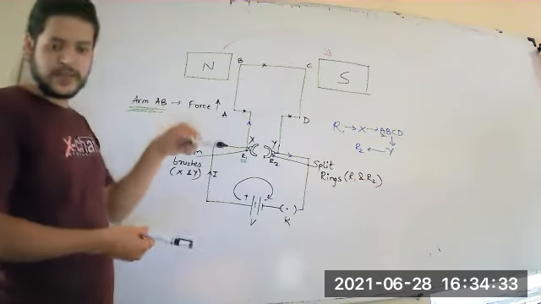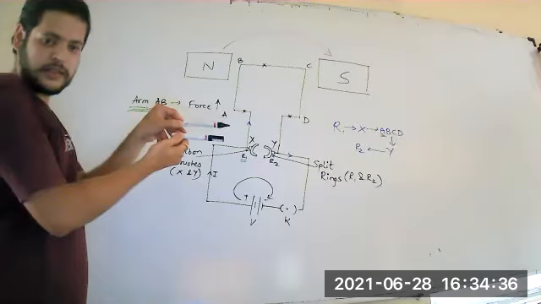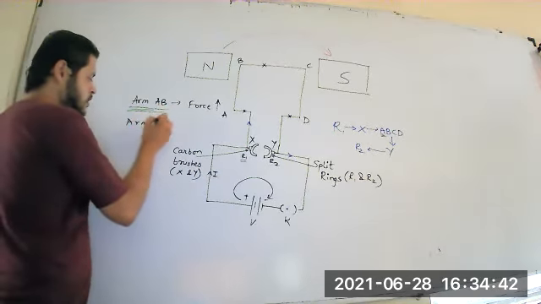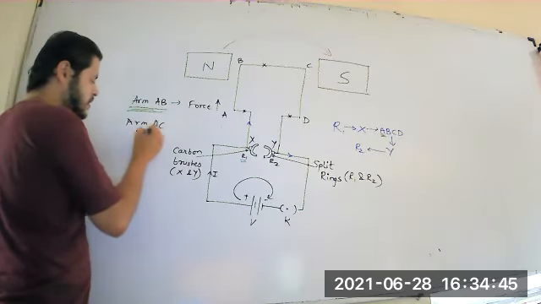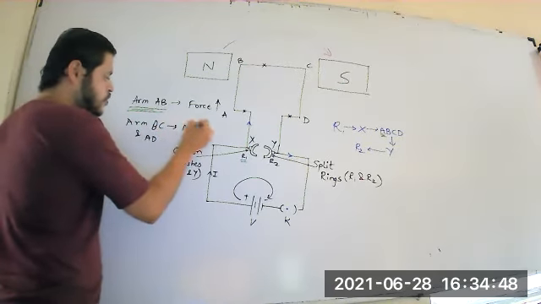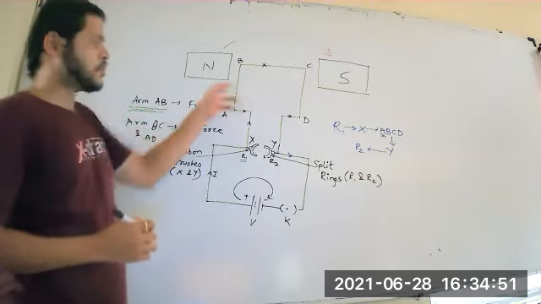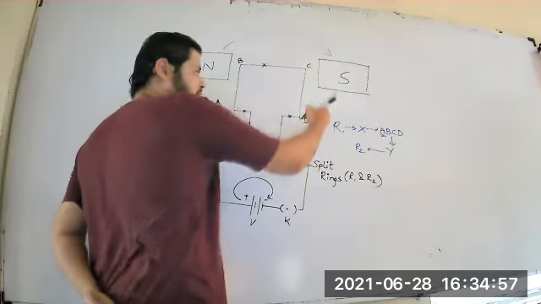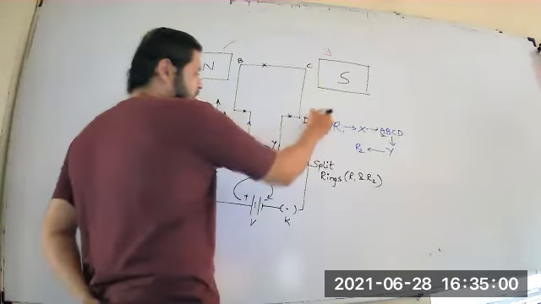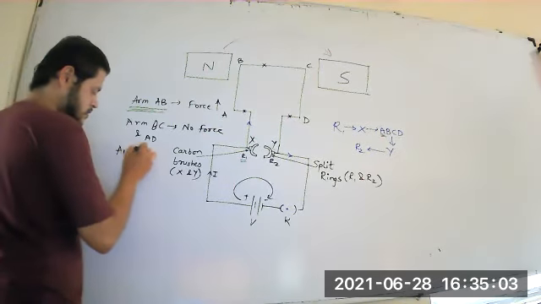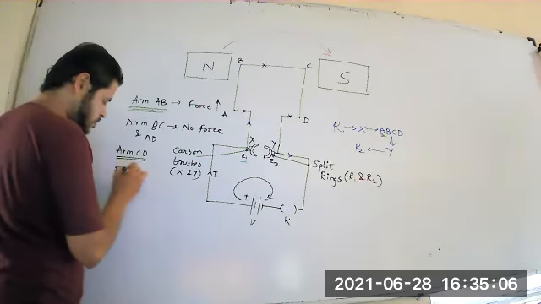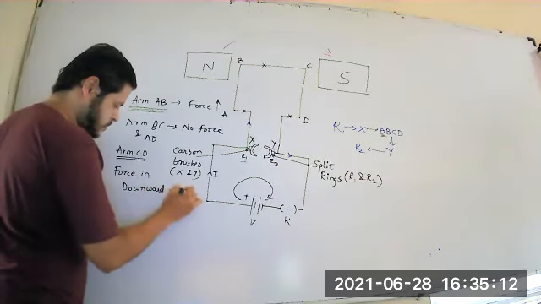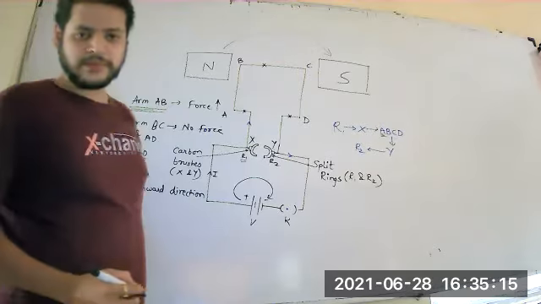But if we consider arm BC, then field and current, they both are parallel. So that is why there will be no force in arm BC and AD, because they both are parallel to the direction of the field. And in the same way, in arm CD, the force will be generated in downward direction.